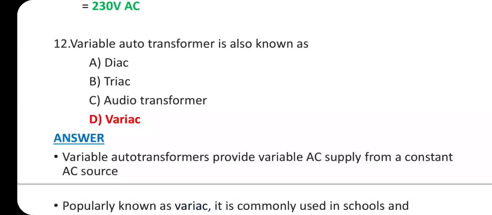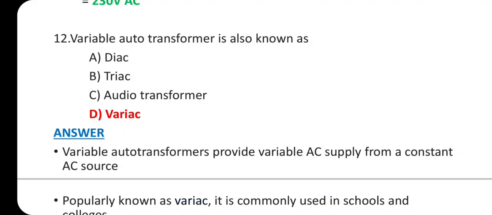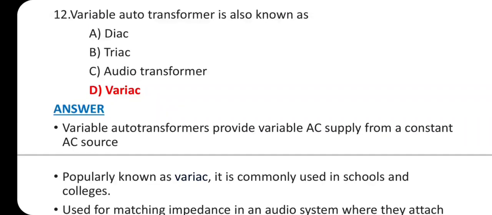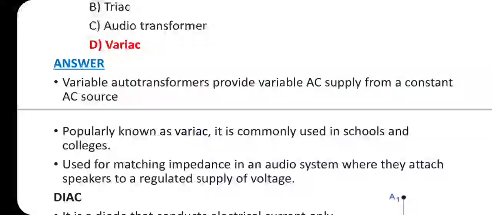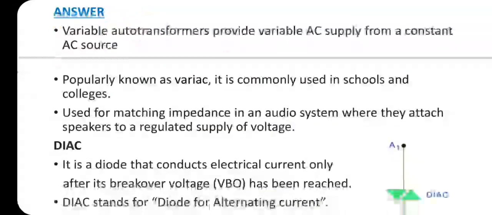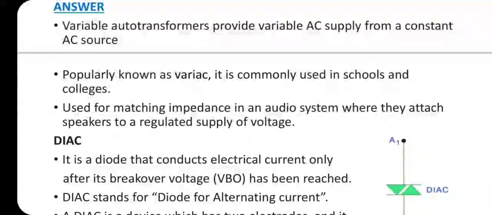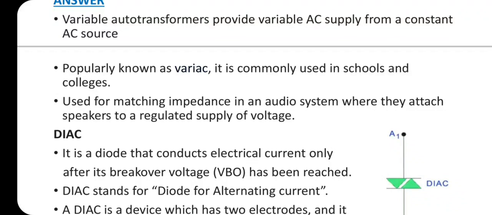Question number 12. Variable auto transformer is also known as. Answer is option D, variac. Variable auto transformers provide variable AC supply from a constant AC source, popularly known as variac. It is commonly used in schools and colleges. Audio transformers are used for matching impedance in an audio system where they attach speakers to a regulated supply of voltage.